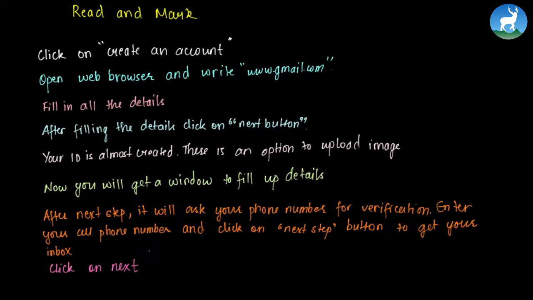Fill in all the details. So this must be in between somewhere. After filling the details, click on Next button. So this must come after this. So this sentence must come after the third one. Your ID is almost created. There is an option to upload image. So this should come towards the end.